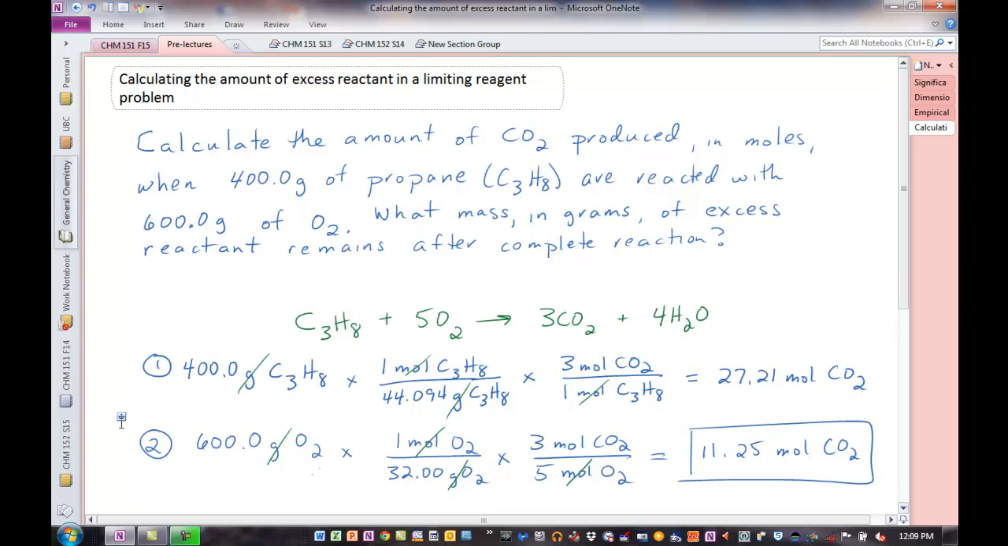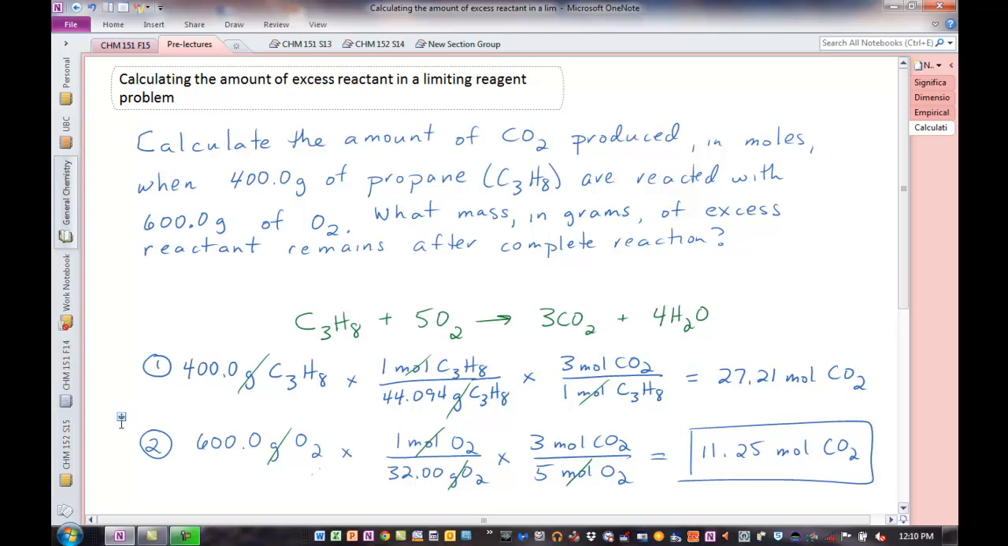What I would like to do in this video today is continue a limiting reagent problem that we've worked in the past. This limiting reagent problem is in a video that's titled Stoichiometry, Limiting Reagent, and Percent Yield. So let's review that problem very quickly and then continue it and look at how much excess reactant remains after reaction. All right, so here we have 400 grams of propane reacted with 600 grams of O2. How much product is produced? How many moles of CO2 is produced?